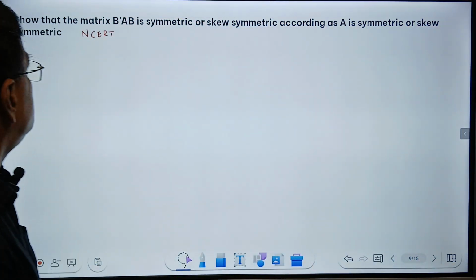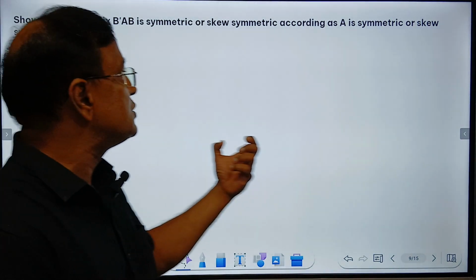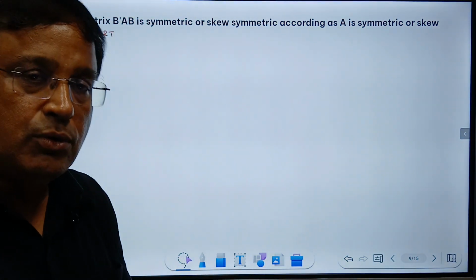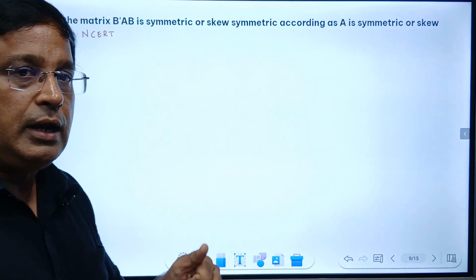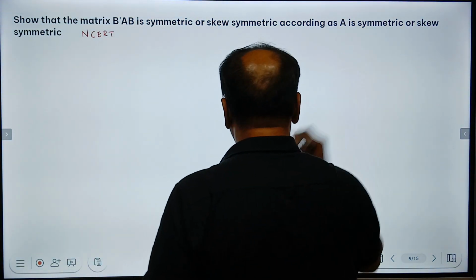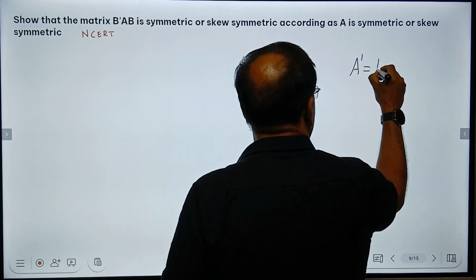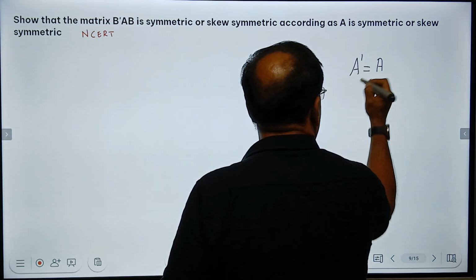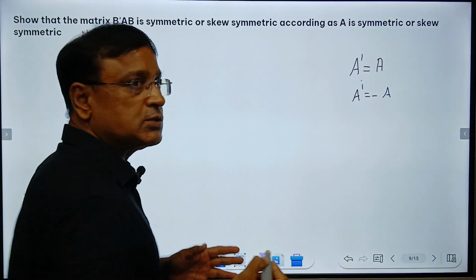Now, this is continuation. Already you must have known what is symmetric and skew symmetric matrices, which I discussed in the previous class. In case you don't know, I will share the link of the previous video. You can click and understand. But just for the benefit of others, a matrix is said to be symmetric if A transpose is A, and it is said to be skew symmetric if A transpose is minus A. Of course, A is a square matrix.